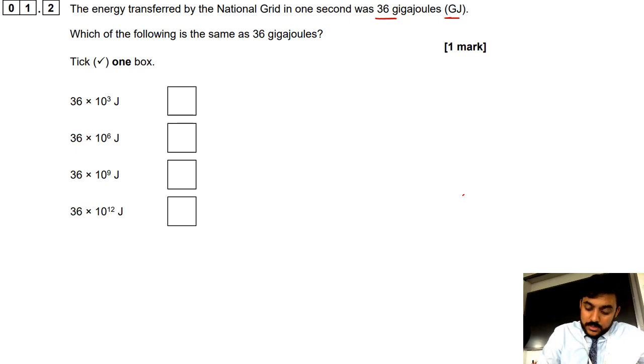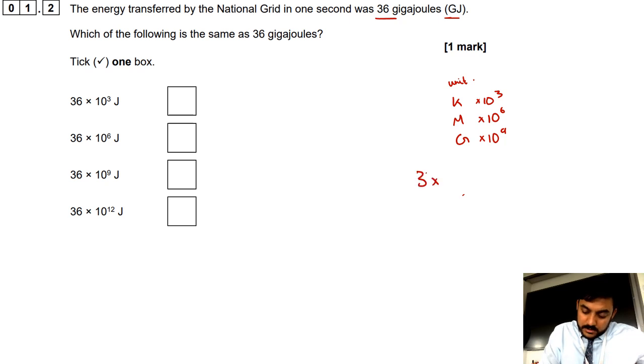We start with the unit, and then going up we have kilo, then mega, then giga. Each time we go up in multiples of 3. Kilo is times 10 to the 3, mega is times 10 to the 6, giga is therefore times 10 to the 9. So 36 times 10 to the 9 joules equals 36 gigajoules.